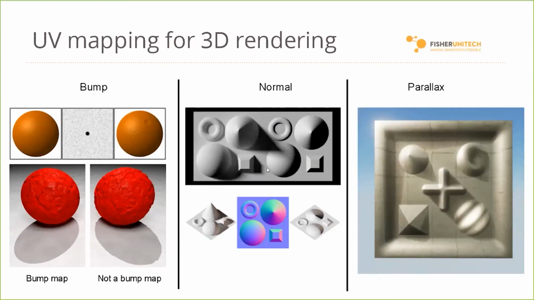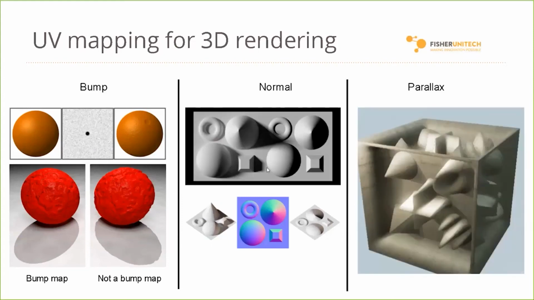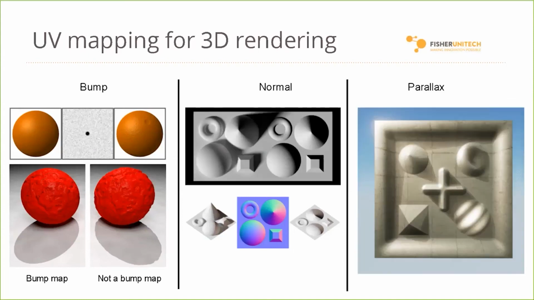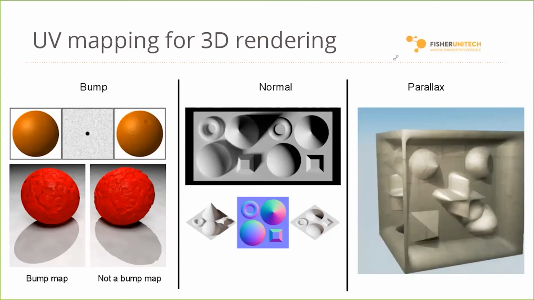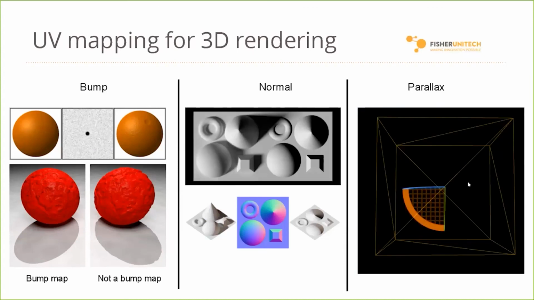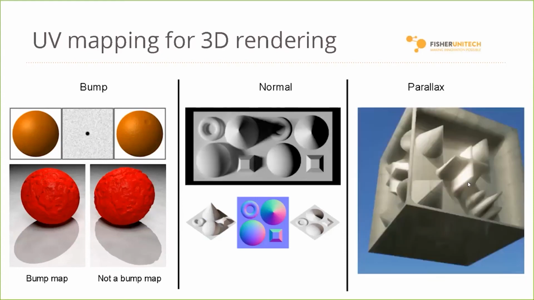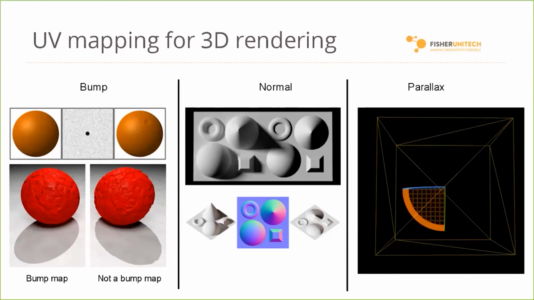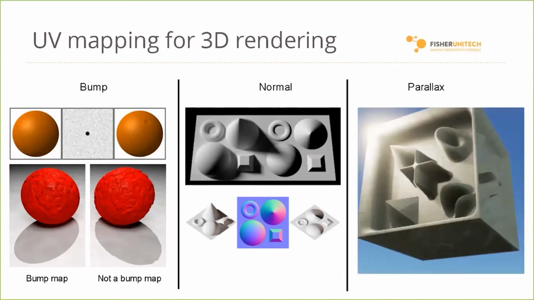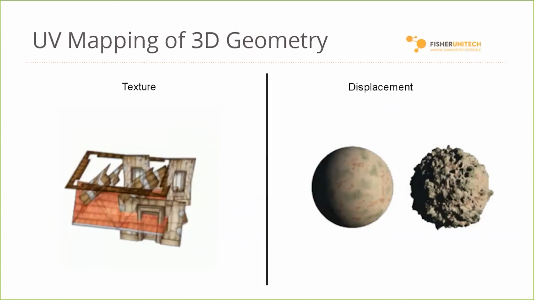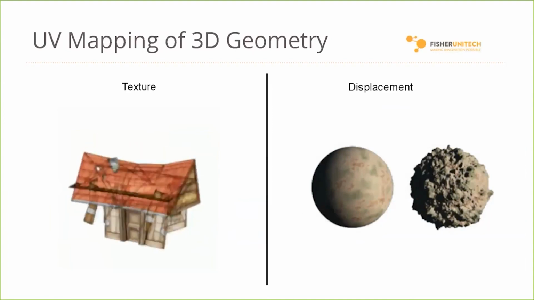Normal mapping is a technique of teaching your computer how to render and understand light data, and parallax mapping is another method used in rendering to tell your computer how to look at an object and fake a 3D appearance. So again, texture mapping and displacement mapping are the ones that we use in our 3D printing workflows.